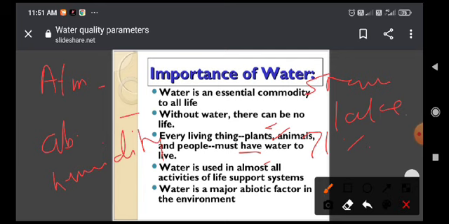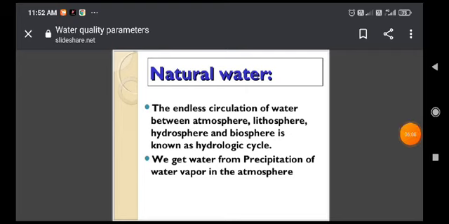Water is very important for life. All living things, including animals, human beings and plants, require water, and without water we cannot live. Water is used for different mechanisms to support the life system, and it is a major abiotic factor. Water is very important for different types of purposes.